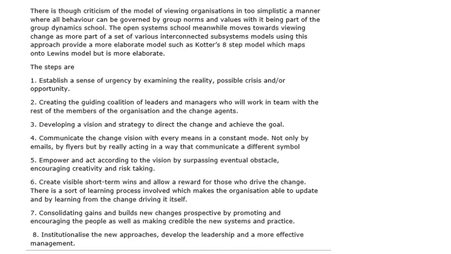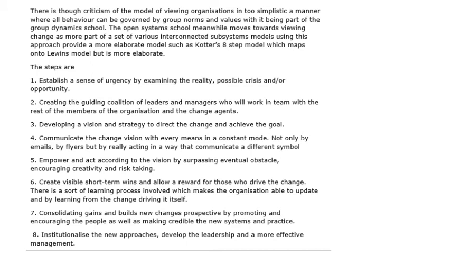The Open Systems School, meanwhile, moves towards viewing change as more part of a set of various interconnected subsystems models. Using this approach provides a more elaborate model, such as Kotter's 8-step model, which maps onto Lewin's model, but is more elaborate. The steps are: 1. Establish a sense of urgency by examining the reality, possible crisis and/or opportunity.